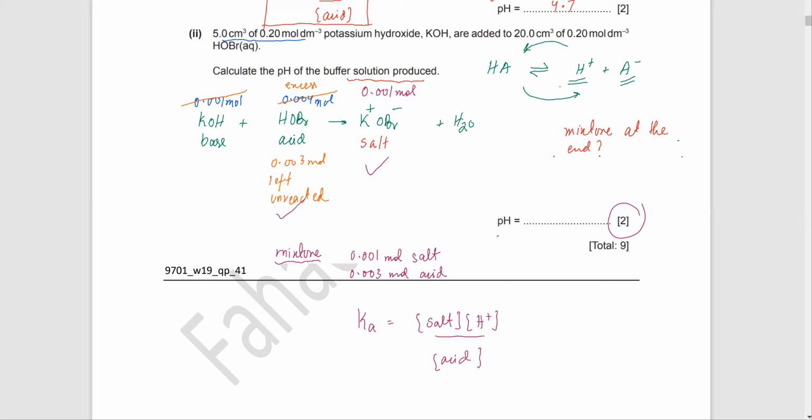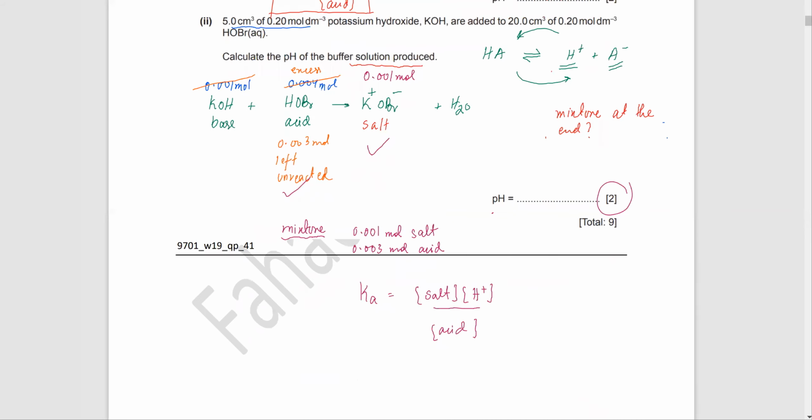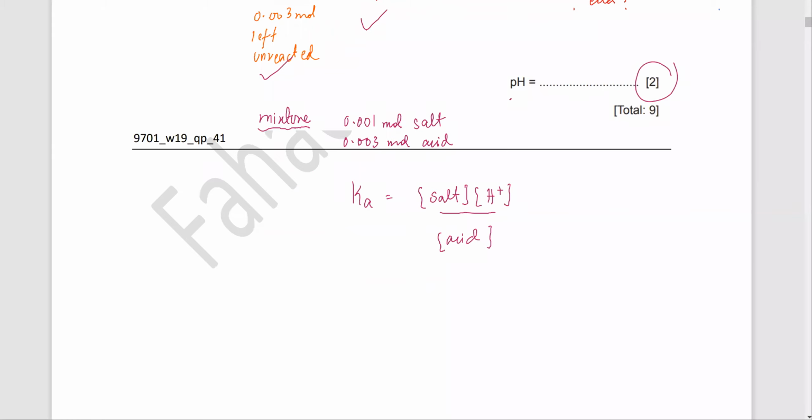So the K value was given initially in the last part. The K was given right over here. It was given as 2 times 10 power minus 9. Somebody try and solve this. My calculator would definitely not solve this. 2 into 10 power minus 9.